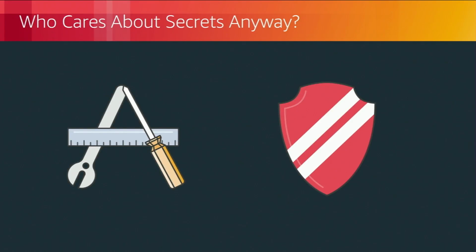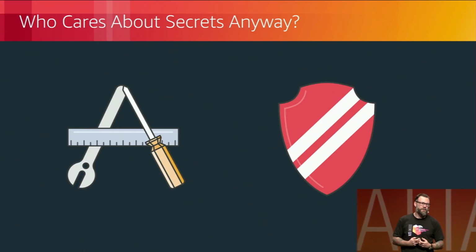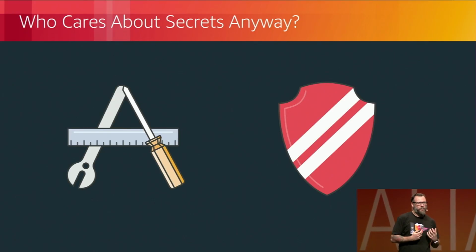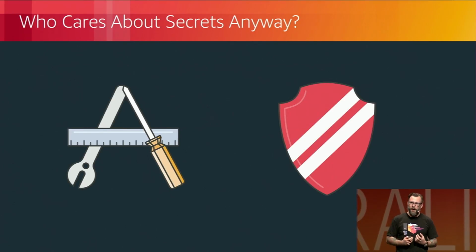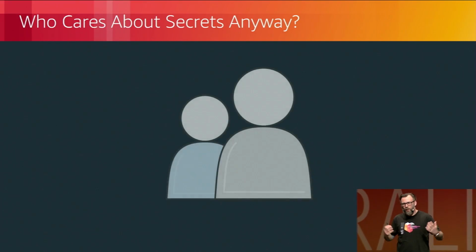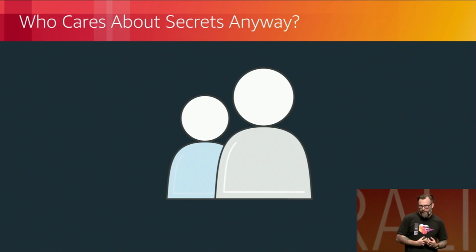But who cares about secrets anyway? Well, application developers, we care about secrets because we want to make sure that when our applications run, they can communicate with other parts of the system. We can talk to databases, we can call APIs, we can call third-party services. And the security people that we work with, they care because they want to know that the secrets that we use to communicate between our applications are appropriately protected, secured at rest, have access control applied to them. So really, we all care about secrets. We're all building applications for our customers, and we're all in this together.